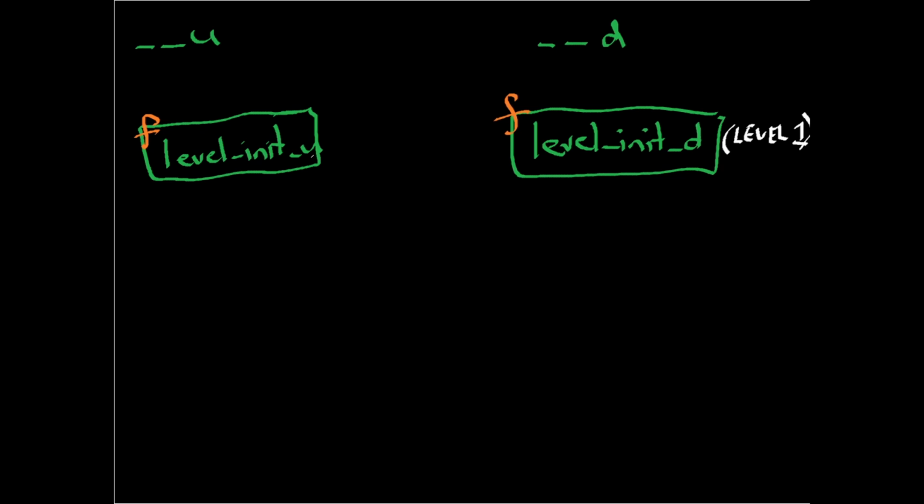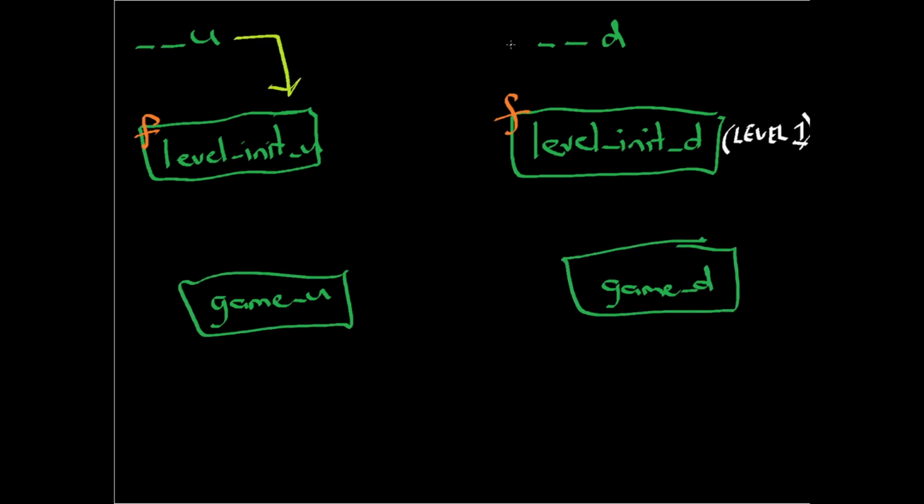Now the question becomes, how do we eventually go from our level init update functions to our game U and our game D functions? Initially, we set update to always do the level init update stuff, and we set draw to always do the level init draw stuff. At the same time, though, we're also going to set a timer. I don't know how to draw a timer. Maybe a clock. Hold on.